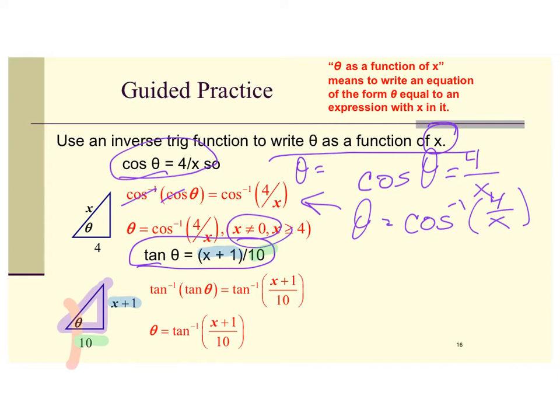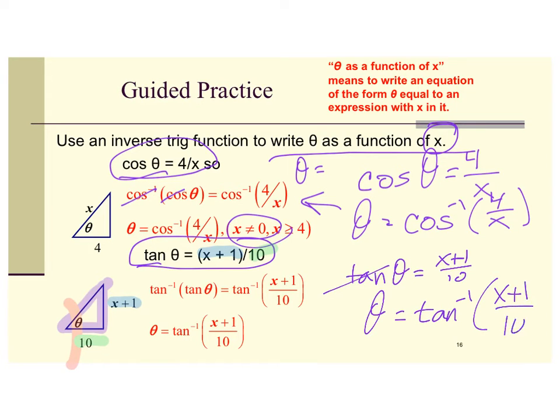Now it wants what theta is. So I can say that the tan of theta is equal to x plus 1 over 10. Take the inverse tan of both sides. That takes away the theta. And now I have inverse tan of x plus 1 over 10. All right. Hopefully now you understand how to do that.